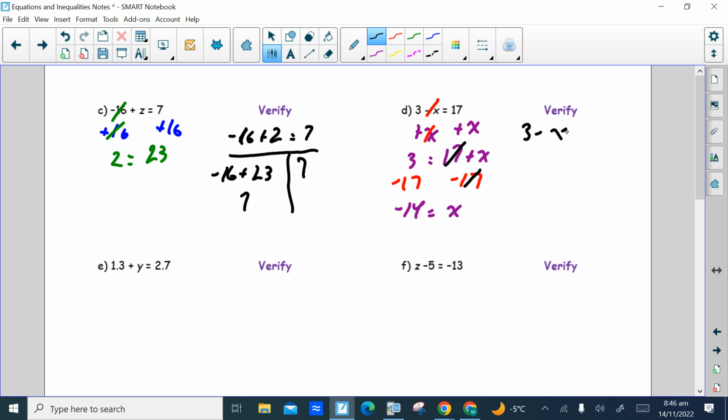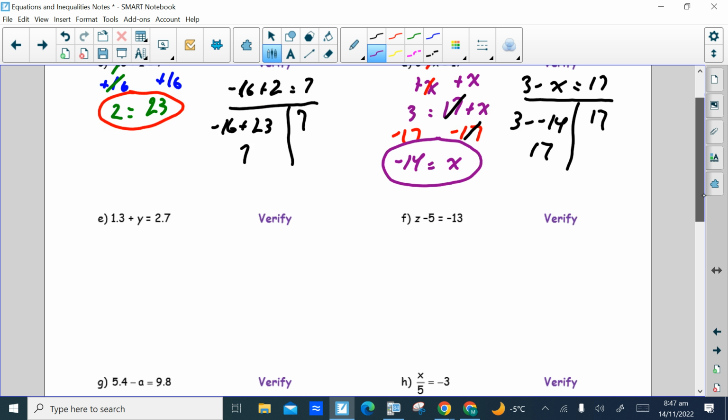So when we check it, again, you start with the original equation. The equal sign divides it up into two sides, left and right. The left side is 3 take away x, and we found x to be negative 14. The minus minus becomes a plus positive. 3 plus 14 is 17. We've got the same thing on both sides. So we've just shown that our answer is correct. In both cases, we verified our answer.